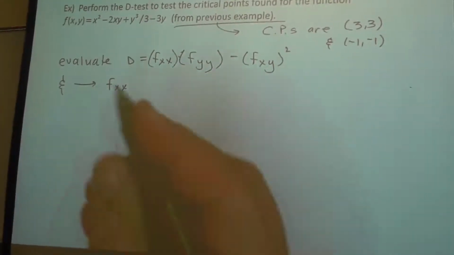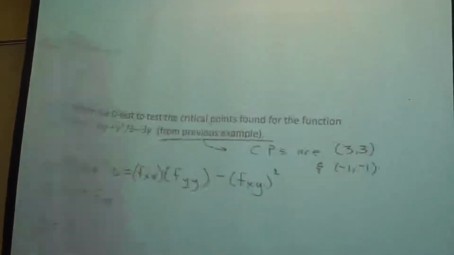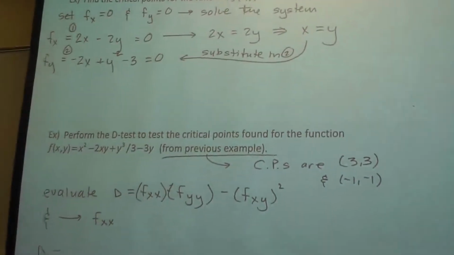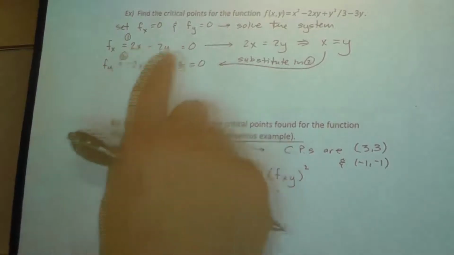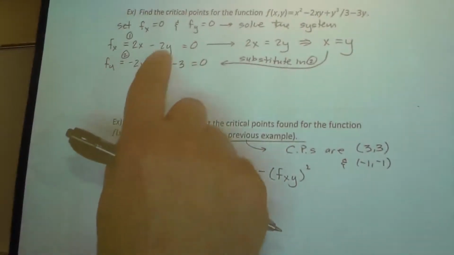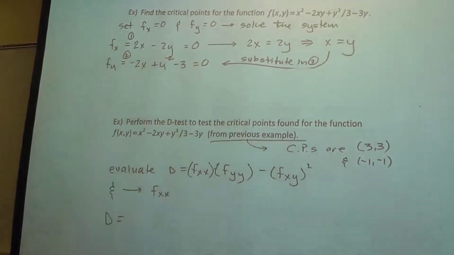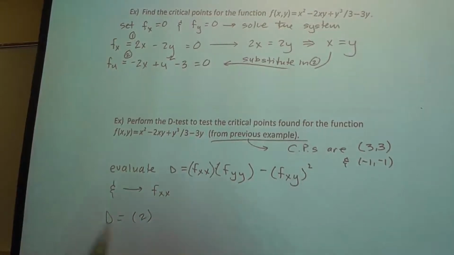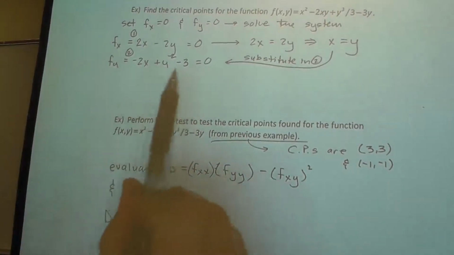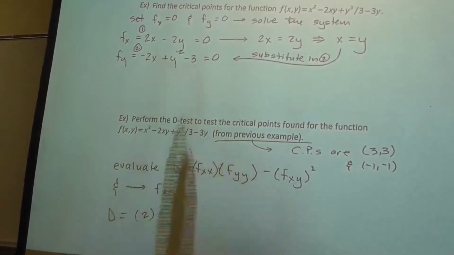So let's build D. D for this function, and again, this is where it's good to go ahead and keep your first part of the problem handy. D is built by doing the second partial with x. So go up here where we found our critical points. That equation 1 right there represents the first partial with x. So the second partial with x, fxx, is just the number 2. Fyy, the second partial with y, would be this thing's partial with respect to y again, which gives me 2y.